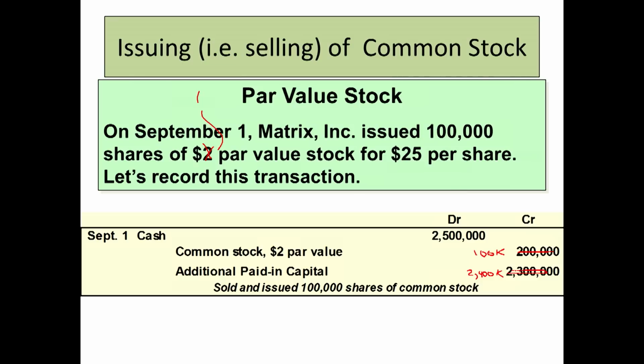So for our purposes as accountants, the only thing that par value really does is determine how much gets credited to common stock versus the additional paid in capital account. Does that make sense? Okay. Do you always want to label how much the par value is in the journal entry? In your homework and stuff, you don't really have to, but you'll see in real life they usually do. Okay.